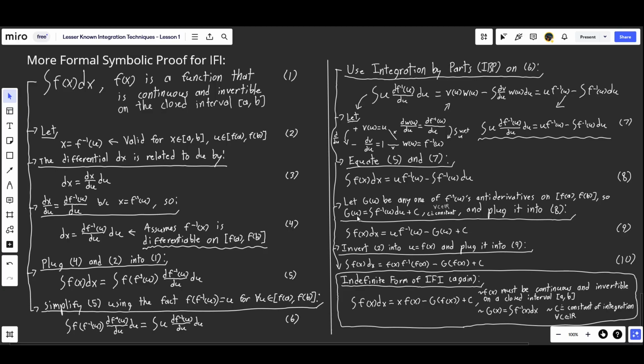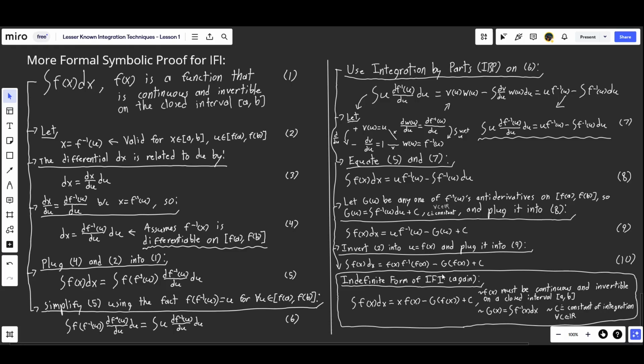If we let a function g of u be equal to any one of the inverse of f of u's antiderivatives on the closed interval f of a to f of b, we can replace this indefinite integral with g of u to produce this equation. We're also going to add a constant of integration, c, to the end of this equation, because we were going to have to add it eventually, and because we're nearing the end of the proof, we might as well add it now before we forget it.